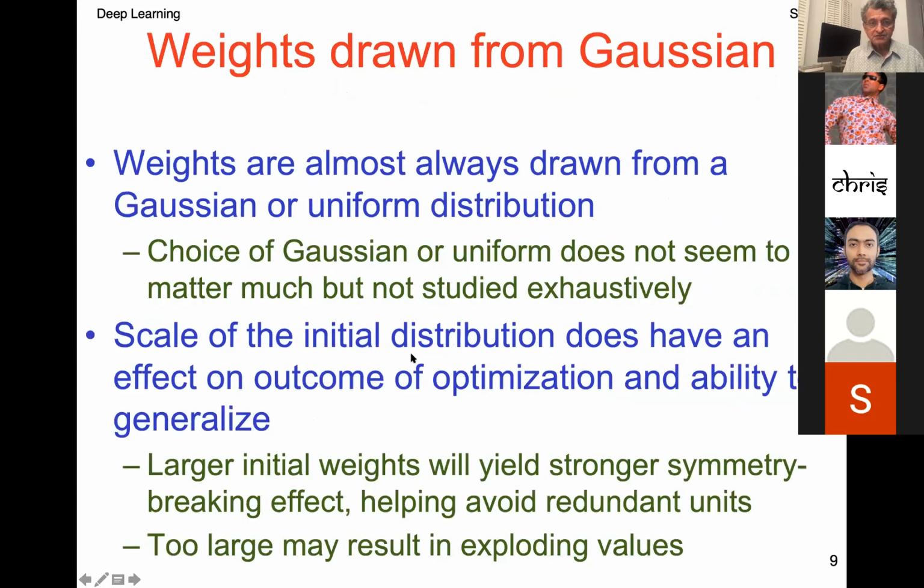Something about the choice of biases also. Weights drawn from a Gaussian. Weights are almost always drawn from a Gaussian or uniform distribution. That's why we saw something called Lecun uniform, or it could be Gaussian. The choice of Gaussian or uniform does not seem to matter much, but it is not studied exhaustively. The scale of the initial distribution does have an effect on the outcome of optimization. Larger initial weights will yield a stronger symmetry breaking effect, helping avoid redundant units. Too large may result in exploding values. So there is some optimal here also.